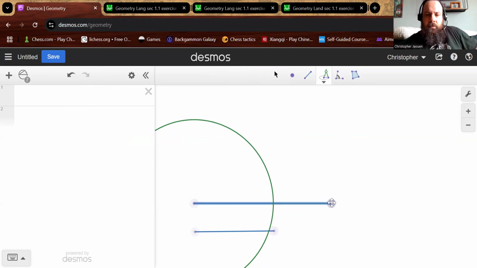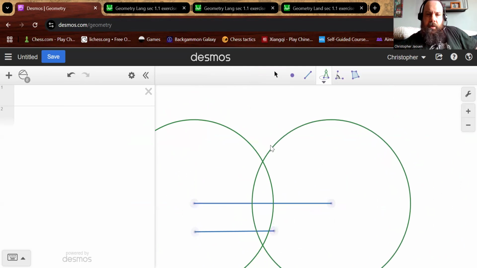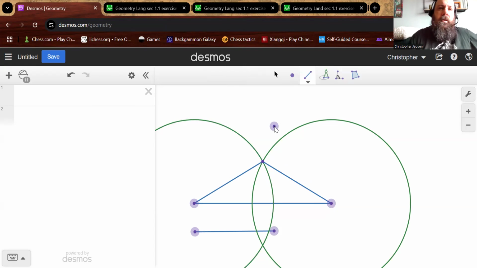Put it here, center it here. Whoops, not that one. Center this here, and then I can draw another line segment going from here to this, and then this to here. And that gives me an isosceles triangle. Okay, so that's the answer to that question.